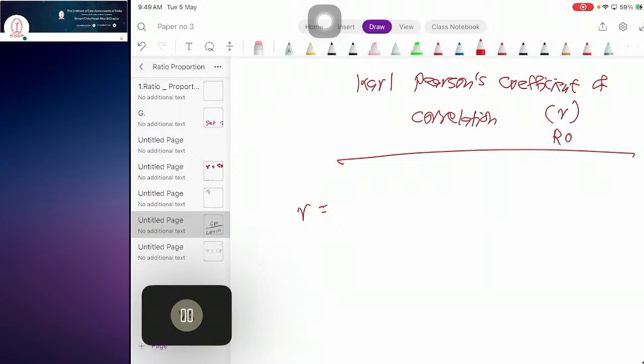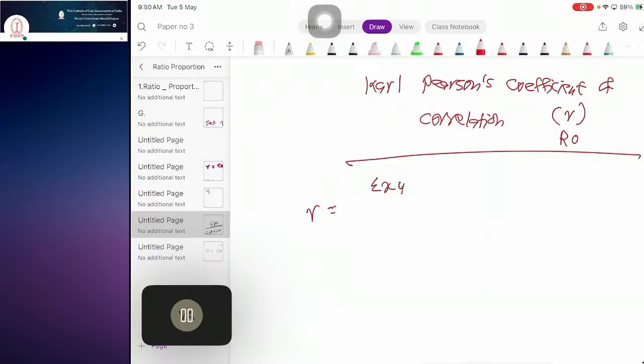That concept is called Karl Pearson. And what is the formula for Karl Pearson's coefficient of correlation? The formula that we are using is summation of xy upon n minus x bar y bar. That is the formula for this one.